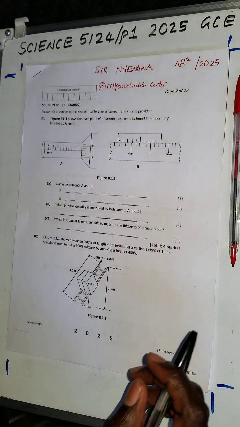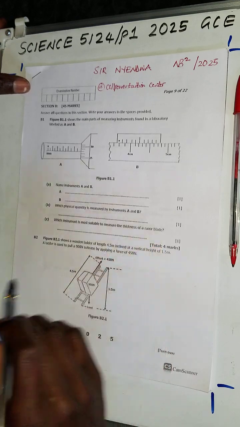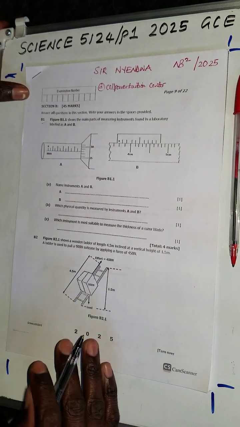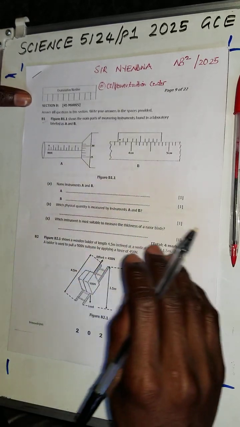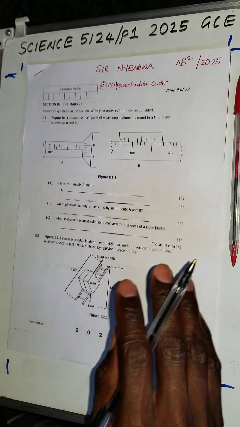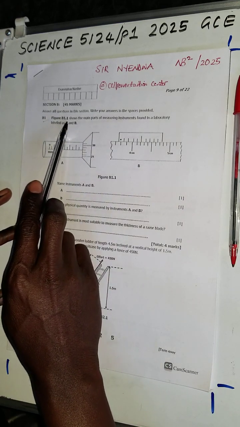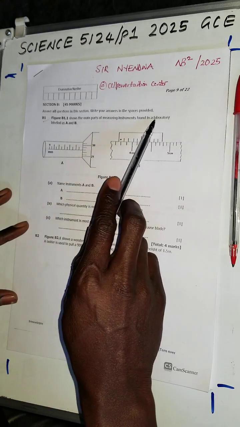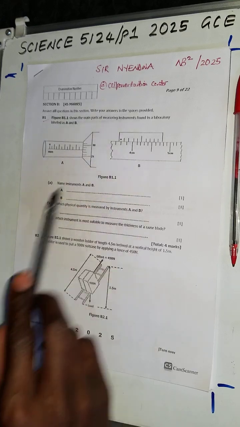So we continue with our science paper 1 revision 2025 GCE, and I'm focusing on question number 1, and I hope you are able to see from that distance, because I'm using the question paper to answer right from here. So the question there says that figure B1.1 shows the main parts of measuring instruments found in a laboratory labeled as A and B. So this is what they have told you.